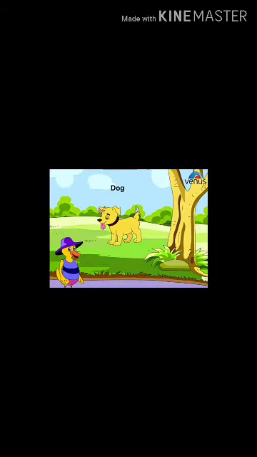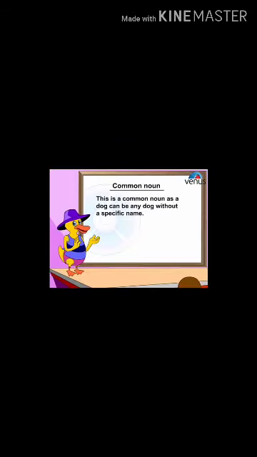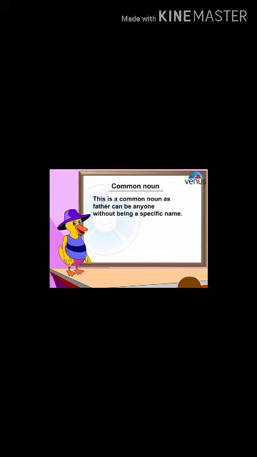Now dog can be any dog, but here, this is an example of an animal, that is dog. Cat, there are so many cats, dogs, we have not specified anything. A specific name is not there, that's why dog is a common noun. Here father: there is not only one father in the whole world. So this is a common noun, as father can be anyone without being a specific name.